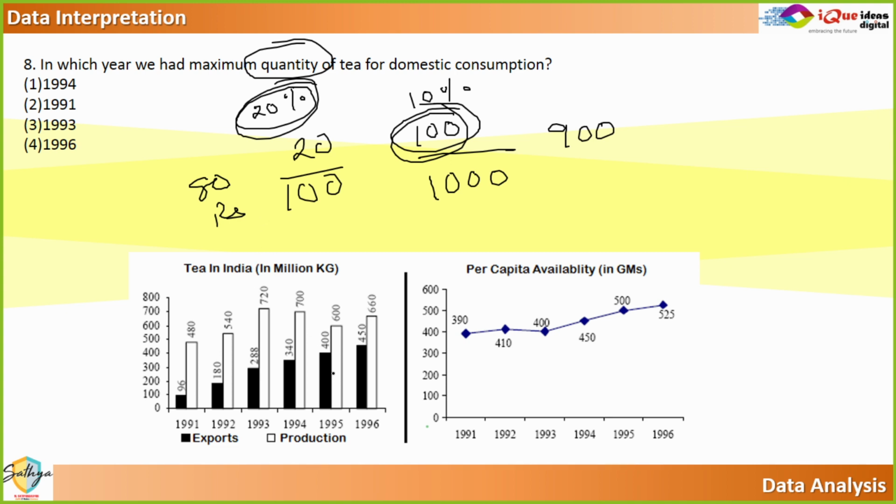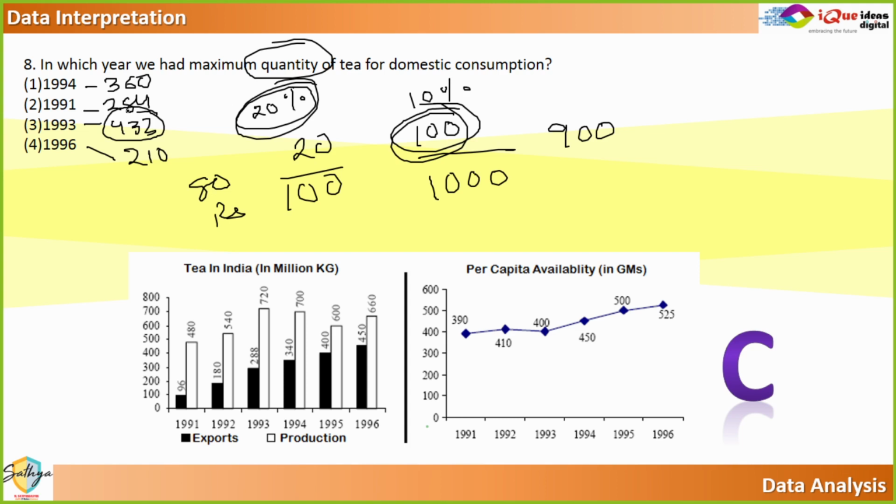In 94, 700 minus 340, so locally 360 was available. In 91, 480 minus 96 is 384. In 93, 720 minus 288 is 432. And in 96, 660 minus 450 is 210. So obviously the greatest availability locally is in the year 93, which is option C. So option C is your answer.